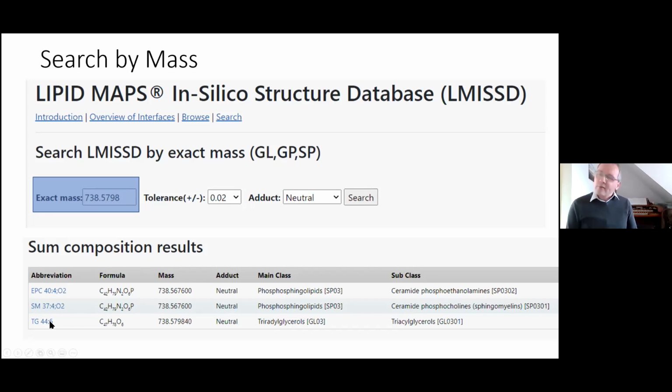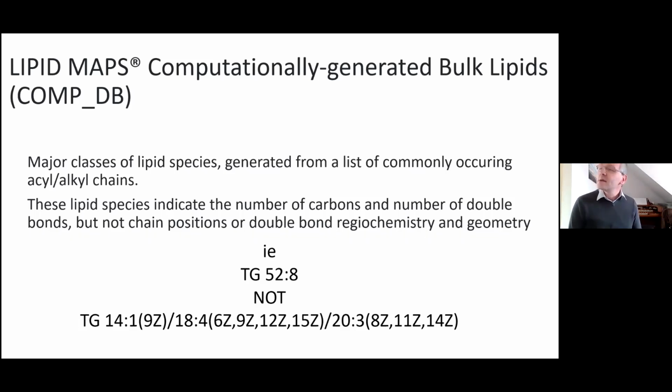But maybe if you don't have any more information and you don't know what this is, then really the database you should be searching is the next one I'm going to talk about, which is CompDB, computationally generated bulk lipids. And this is another computational database using biologically commonly occurring acyl chains. And you can only search at that level. So you can only search for this species level shorthand, where you don't know where the acyl chains are or where the double bonds are. It doesn't search in any greater detail.